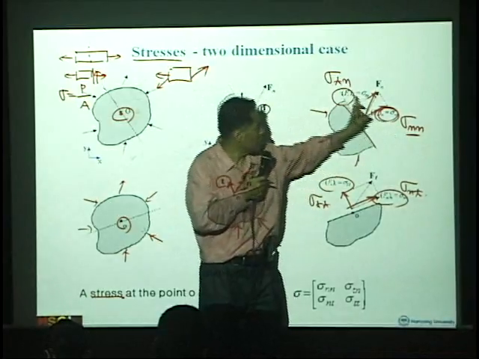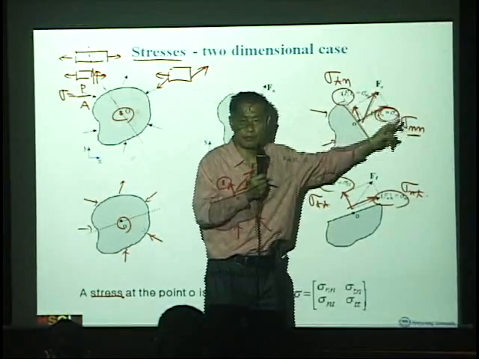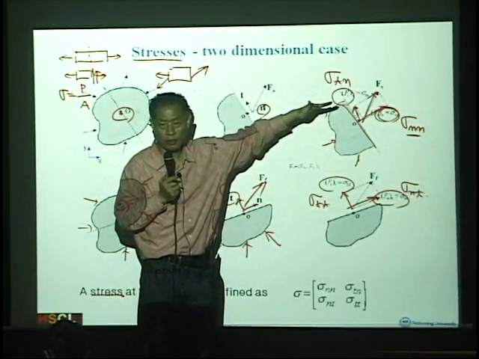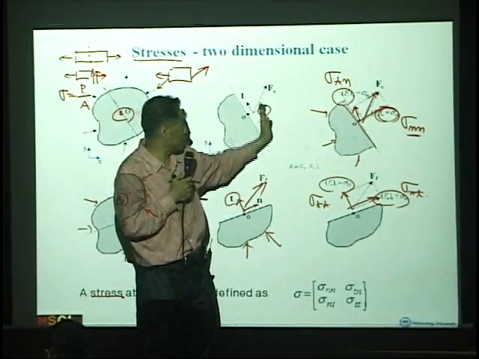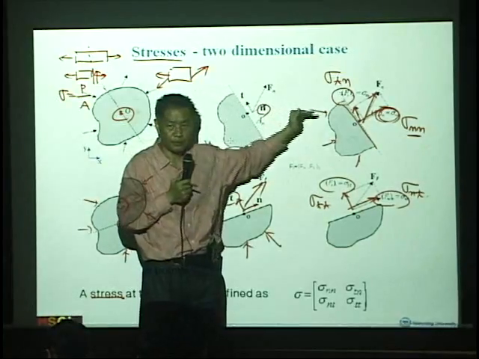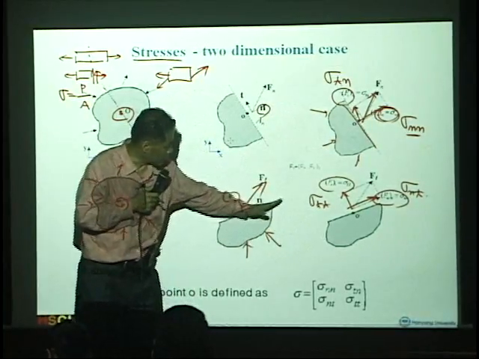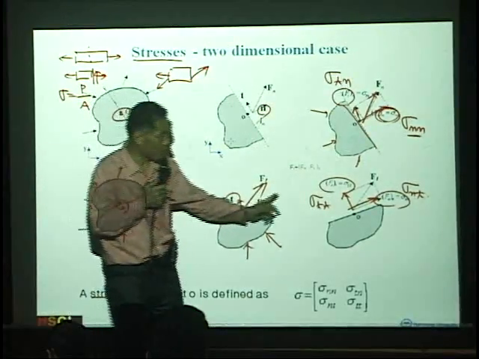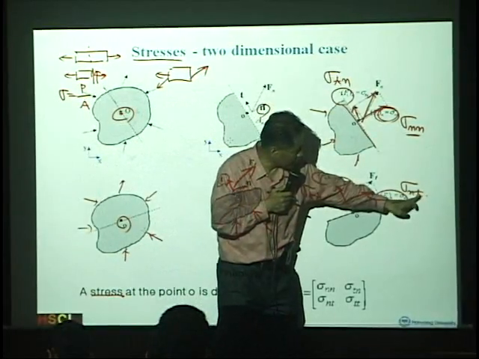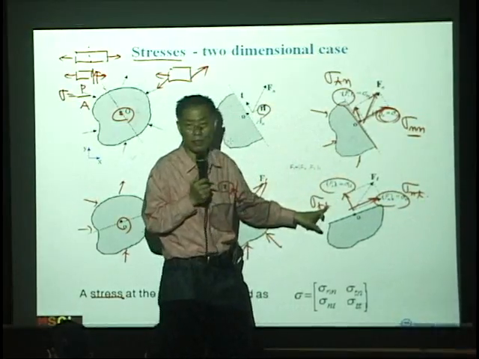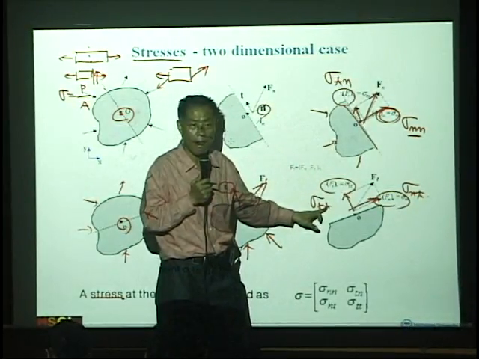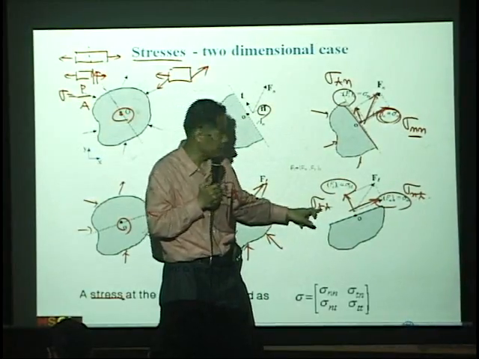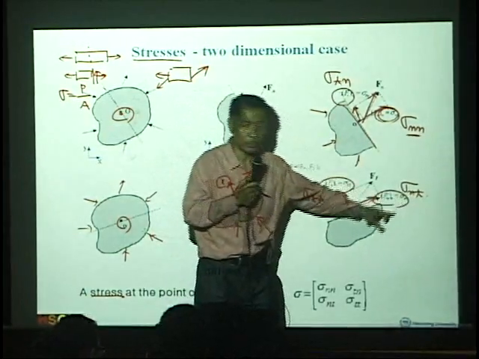Why do we have the N here? Because this cross section is in the N direction. This area is denoted by this N. Here, these cross sections are defined by this T. That's why we have the second index T, and this one is the T directional load, and this one is the N directional.